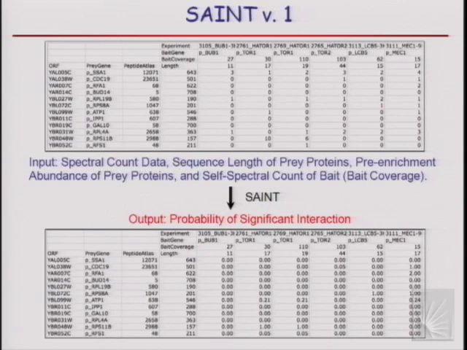Procedure-wise, it looks like this. We take this data set, the spectral count matrix with spectral counts here, as well as the sequence length of each prey protein, the pre-enrichment abundance of prey proteins based on PeptideAtlas information, as well as the bait coverage, and use this hierarchical Bayesian modeling across all rows and columns and calculate the probability for each number.